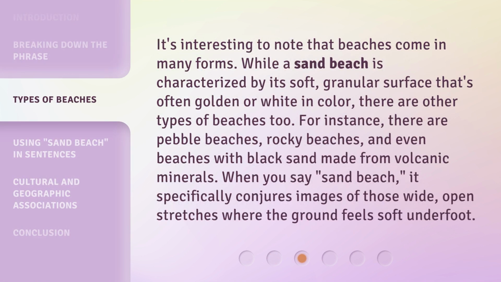It's interesting to note that beaches come in many forms. While a sand beach is characterized by its soft, granular surface that's often golden or white in color, there are other types of beaches too. For instance, there are pebble beaches, rocky beaches, and even beaches with black sand made from volcanic minerals. When you say, sand beach, it specifically conjures images of those wide, open stretches where the ground feels soft underfoot.